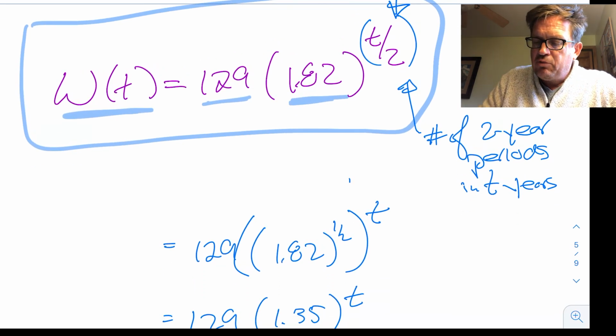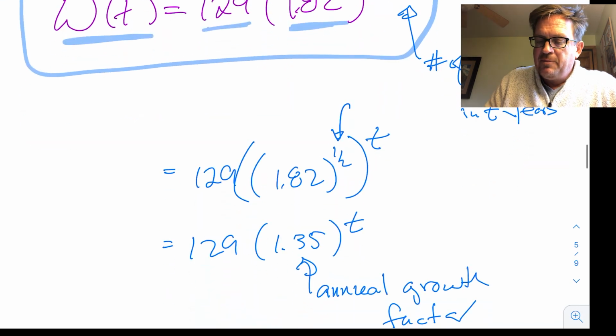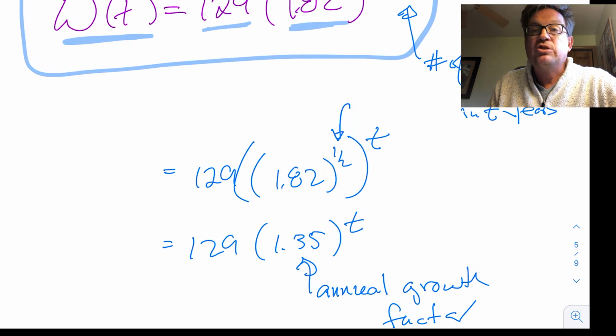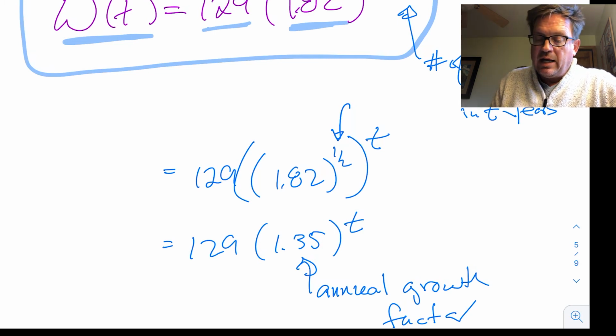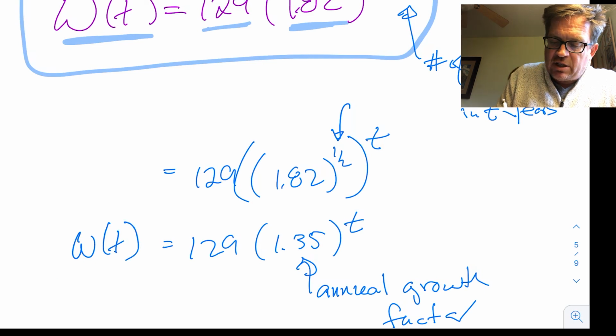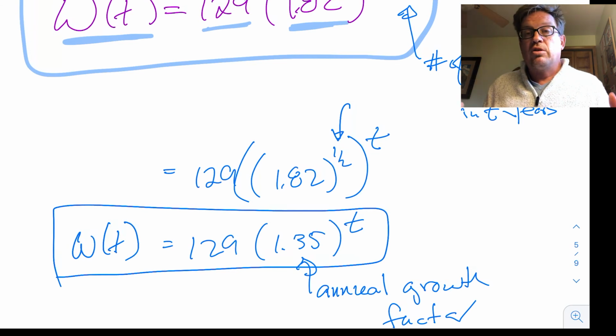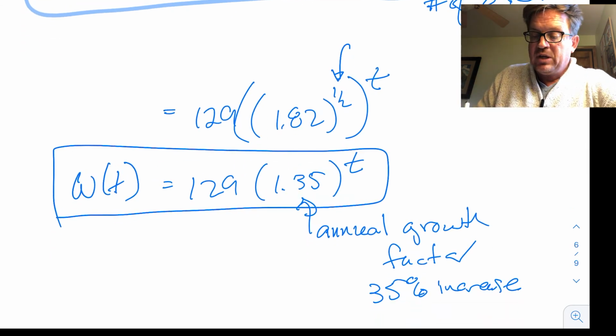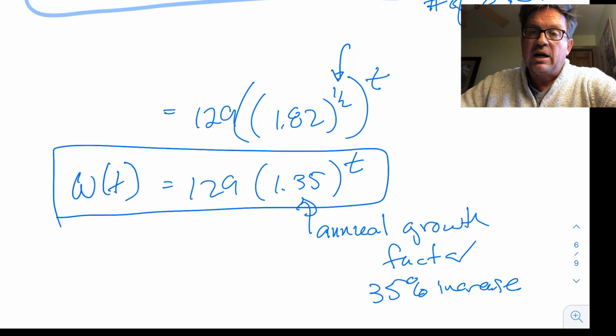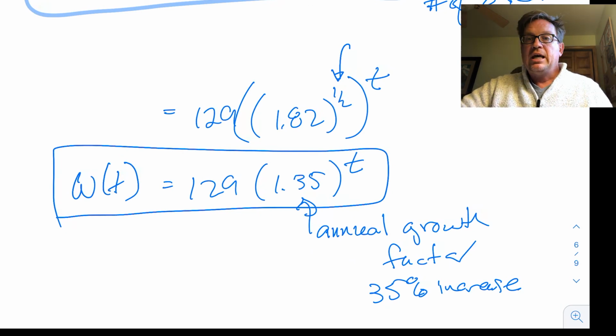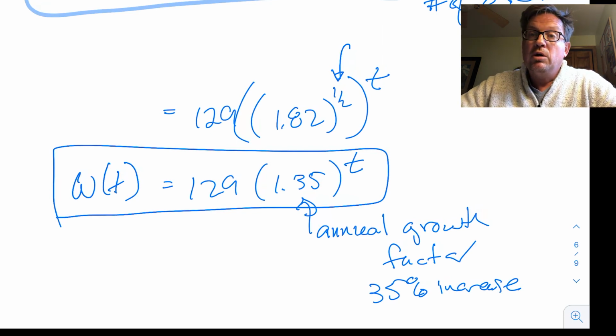And then we can do some algebra playing with exponents that we'll practice. The t over 2 exponent, you can bring that 1/2 inside the parentheses and take 1.82 to the 1/2 power. That's 1.35. 1.35 squared is 1.82. And so another way to express this function is here, where now we've changed the period of the growth factor to be the annual growth factor. Every year, it grows by 1.35. That's a 35% increase. And if you do that twice, 2 years in a row, 1.35 times 1.35, that's 1.82. That's how we change the base to represent the growth factor for a different period.